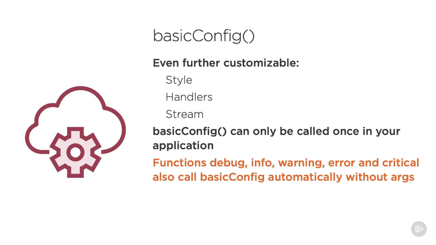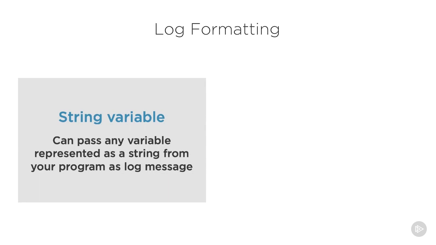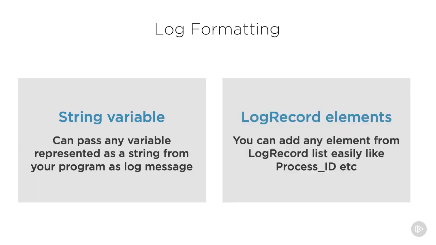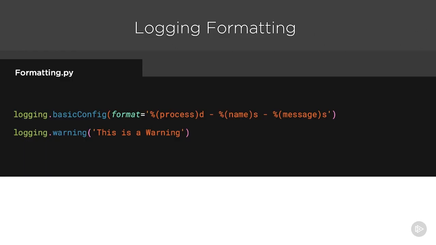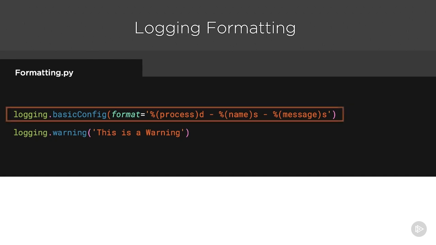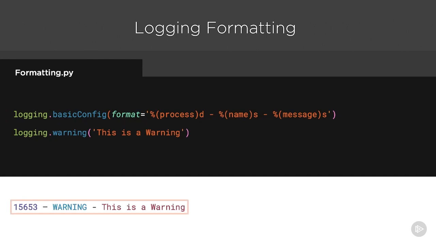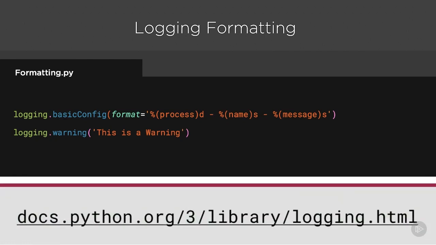Great. That's about the basicConfig function, but if we talk specifically about the log formatting, while you can pass any variable that can be represented as a string from your program as a message to your logs, there are some basic elements that are a part of the log record and can be easily added to the output format. For example, if you want to log the process ID along with the logger name and message, you can do something like this one, which can produce the output like this one. Format can take a string with log record attributes in any arrangement you like. You can find the entire list of available attributes on the documentation page by following the link appearing on the screen.